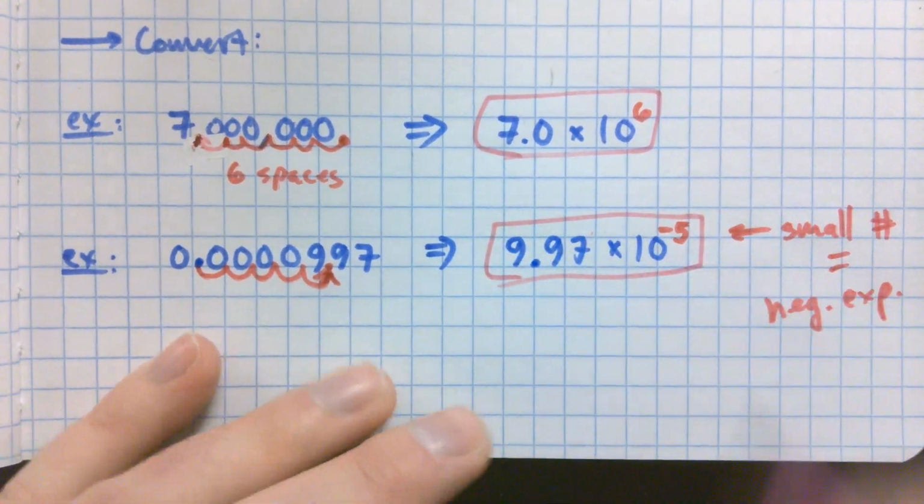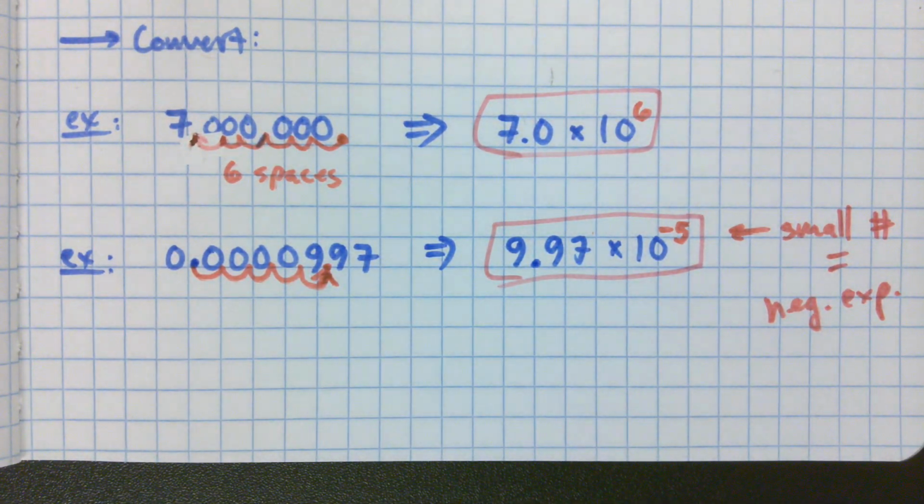9.97. Again, that leading number is in between 1 and 10. Right? 99.7 is not in between 1 and 10. But 9.97 is, just barely.